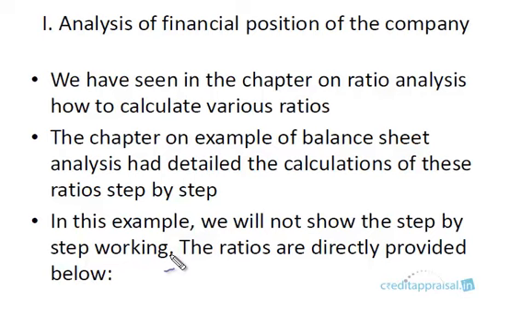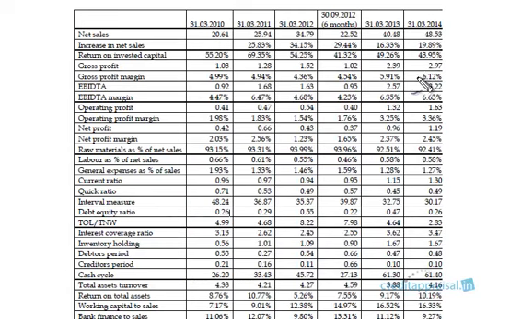I'll straight away show you the ratios. If you're not clear on the calculation, please refer back to the chapter on ratio analysis. Okay, so here we are presenting directly the final results. These are the various financial parameters for the company for the last 3 years, and this is the current financial position.